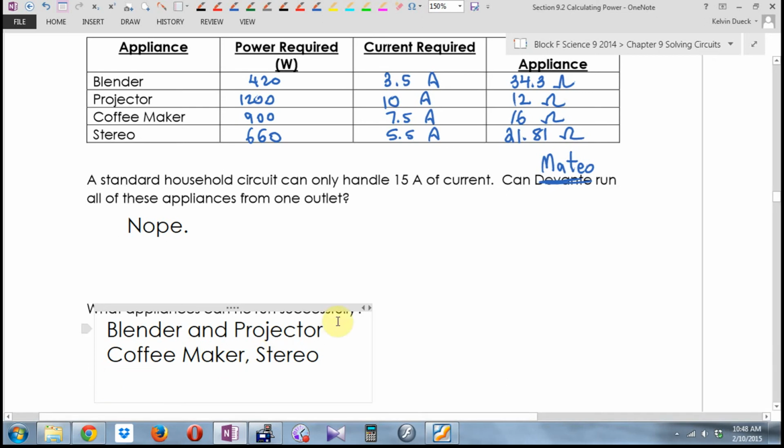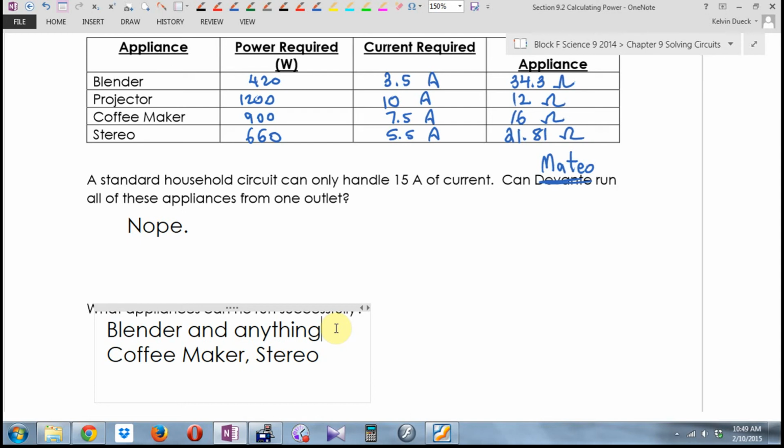In fact, as I look at this, I think I can say this. The blender can go with any one other appliance. Otherwise, the coffee maker and the stereo. I don't think you can run any other two appliances at any time, can you? You're going to blow a breaker. So if Mateo wants to do this, he's going to need a second extension cord, but he can't plug it into the same plug. He's going to have to go to a completely different plug on a different part of the household circuit. Otherwise, he's going to blow a breaker.